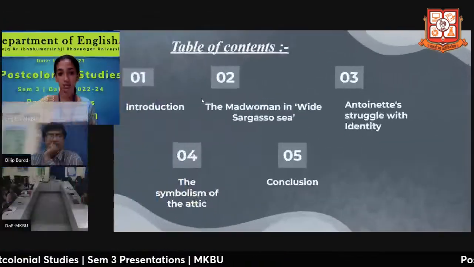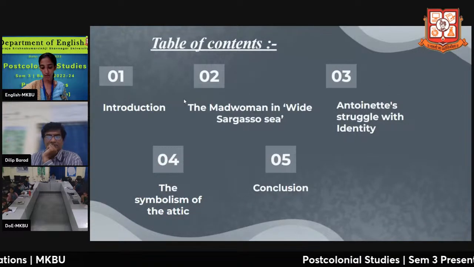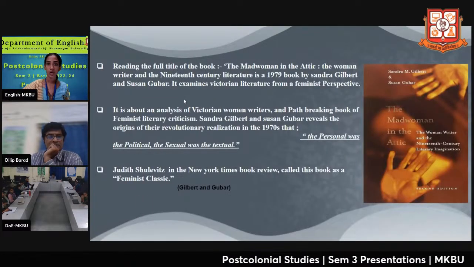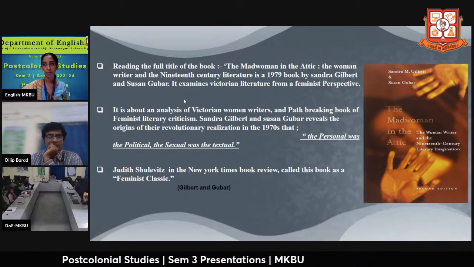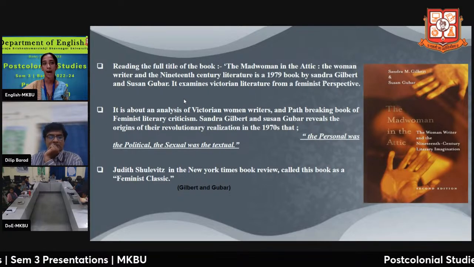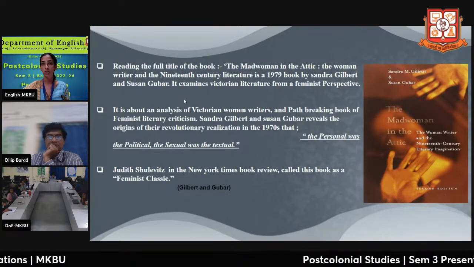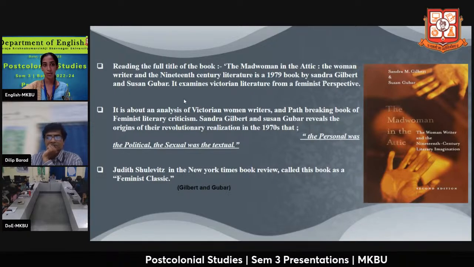And these are some of the points which I'm going to discuss in my entire presentation. The very first question that arises is, what is post-colonial studies? Post-colonial study is questioning whoever is in power or authority, and as we all know, questions always create a kind of awareness among the people.